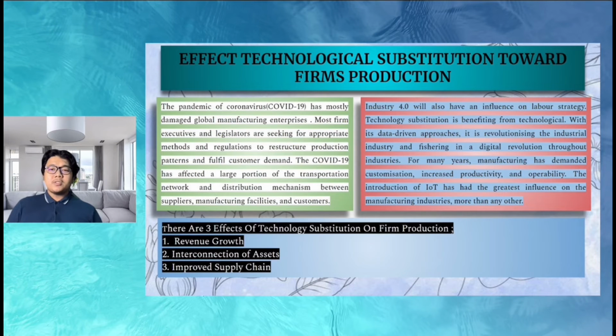Technology substitution is benefiting from technology, which is a data-driven approach. It is a revolution, the industry revolution. For many years, manufacturing has had demand for customization, increased productivity and operability. The introduction of IoT has had the greatest influence on the manufacturing industry, more than any other.